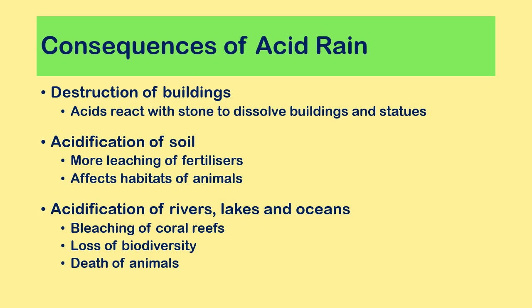Now, acid rain itself can lead to destruction of buildings. It can make soil more acidic, which can lead to algal blooms, which you'll know about if you study biology, or it can damage the habitats of animals by making the soil too acidic. If acid makes its way into water, like rivers, lakes, and oceans, it can lead to a loss of biodiversity by causing coral reefs to bleach, meaning turning white, which is killing the coral, and ultimately the death of animals that rely on things like coral.